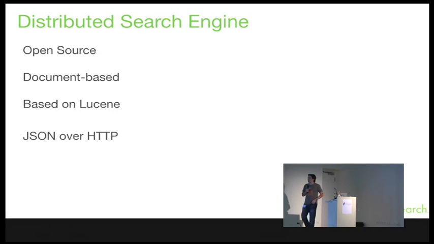Other than distributed, it's an open source product. It's Apache license, so there are no problems there. It's document based. It uses Lucene as its core to do most of the heavy lifting, the indexing, and some of the storage. And it uses HTTP and JSON for pretty much everything that it does. So it's very flexible.